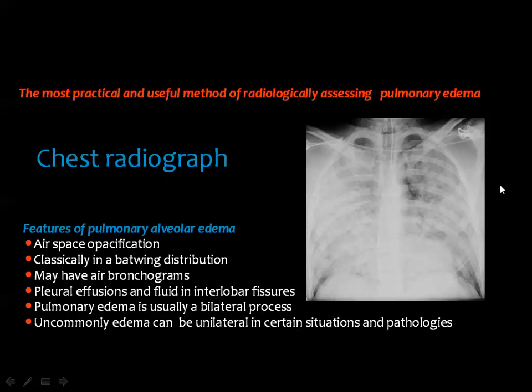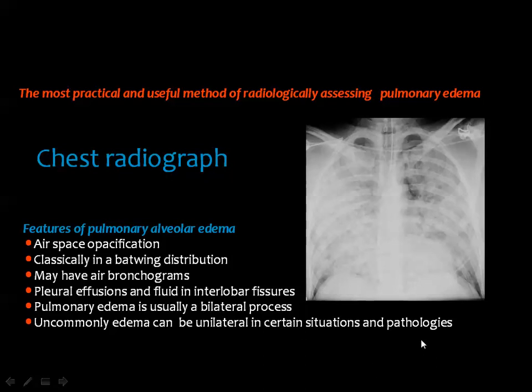Then you remember that the chest radiograph is the most practical and useful method for assessment of pulmonary edema. And you remember we have two types of pulmonary edema: the interstitial type, which we finished with the reticular pattern, and the alveolar type, which is seen here. With the alveolar pattern, you get opacification of both lung fields in a more central pattern, sparing to some extent the periphery of the lung, giving the classic appearance of bat wing configuration.